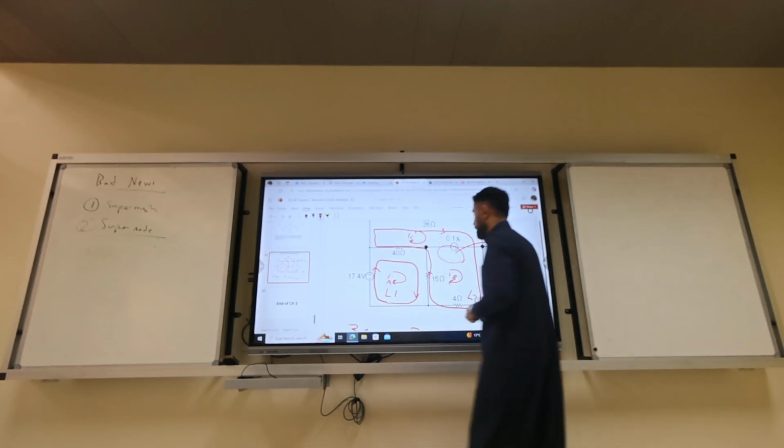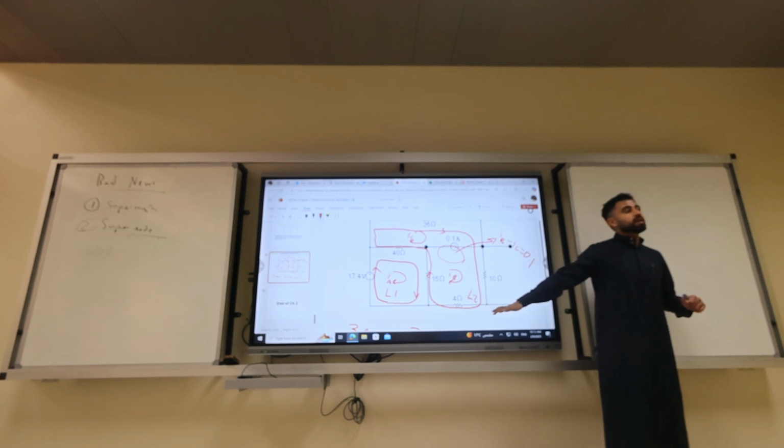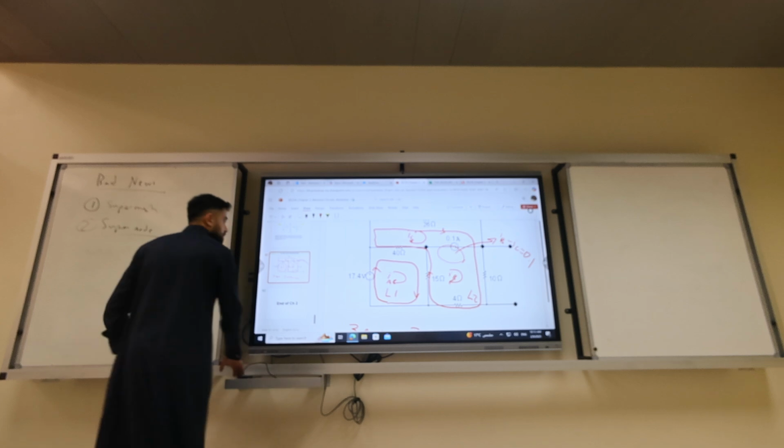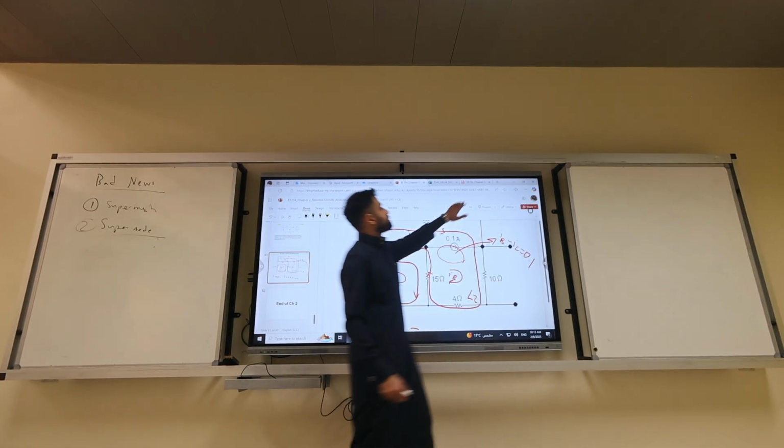Get it? So we will try to solve it as a warm-up exercise for the help session. Any question about the supermesh and the supernode?